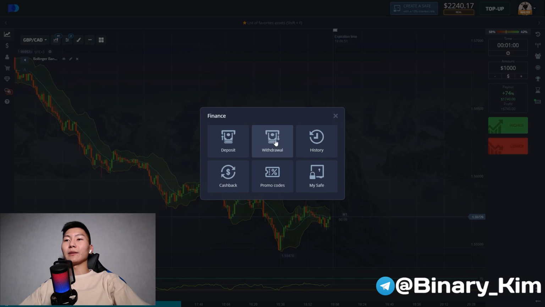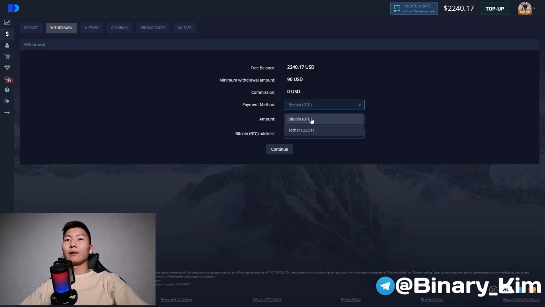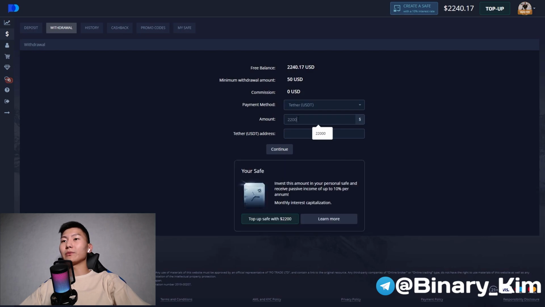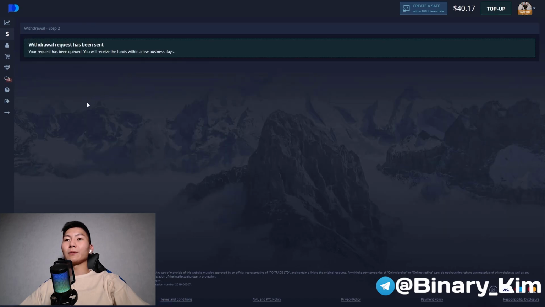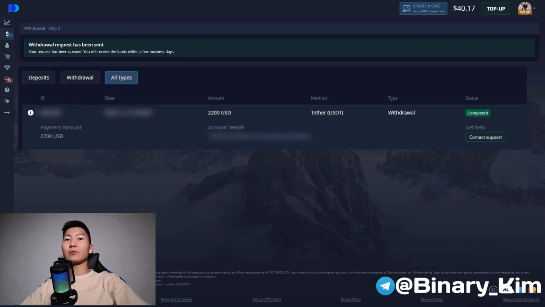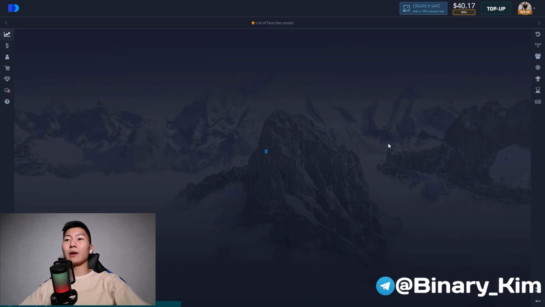Let's withdraw the money to my address. Let it be $2,200. Press the continue button. So the transaction is being processed. I'll show you the screen where it's done as usual, guys. That's what we've managed to reach today by using these indicators.